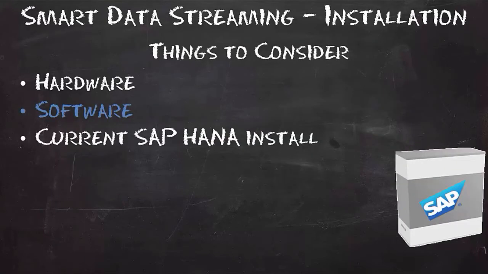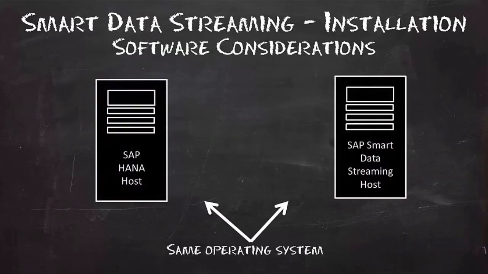What about software? The number one consideration for software when installing a Smart Data Streaming system is that both hosts within the HANA system are required to be the same operating system and version.